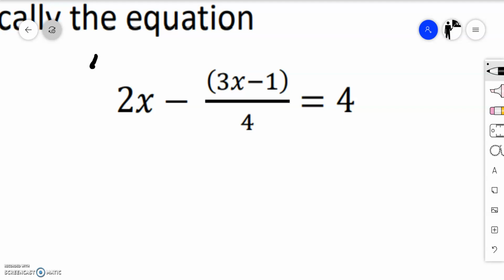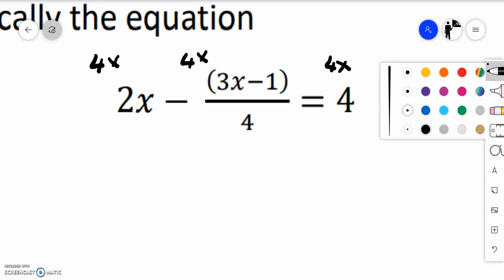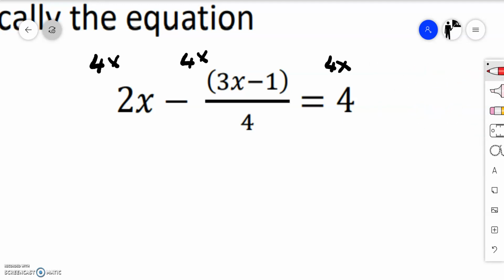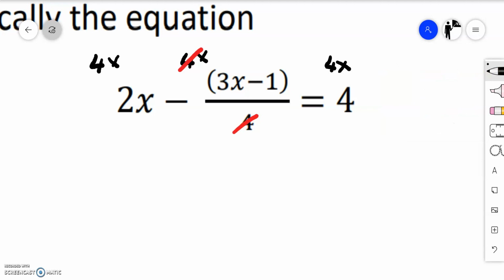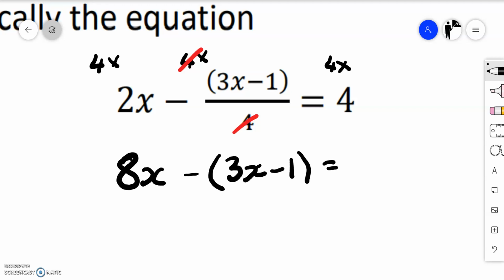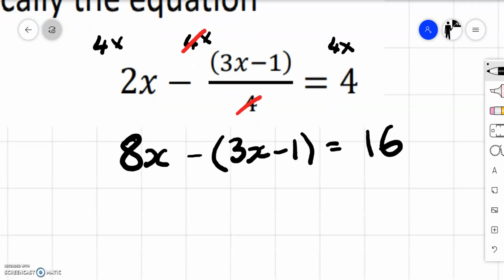So I'm going to multiply this by 4, I'm going to multiply this by 4, and I'm going to multiply this by 4. I do that because this 4 and this 4 would simplify to 1. So let's have a look. We're going to have 4 times 2x, that's 8x. And that's minus (3x minus 1), and that is equal to 16.